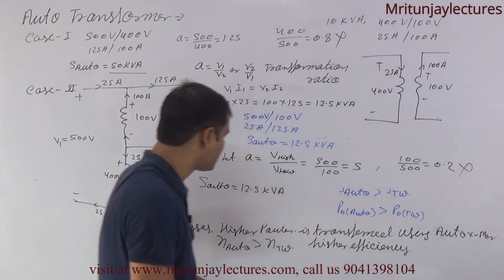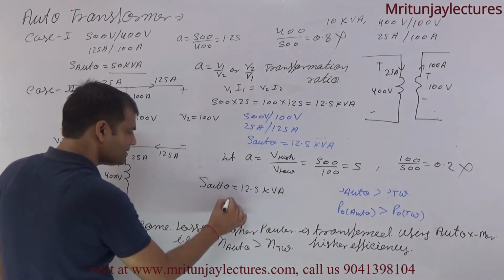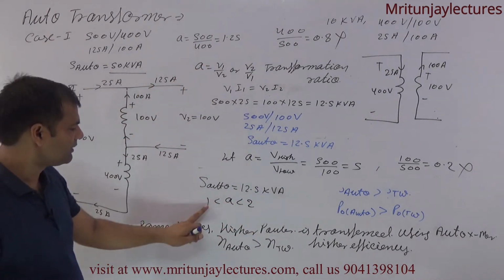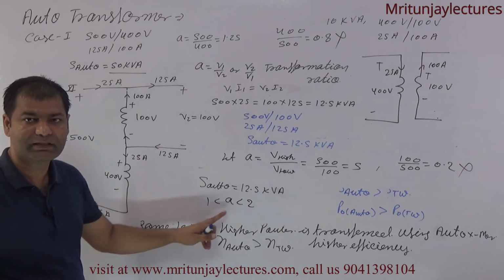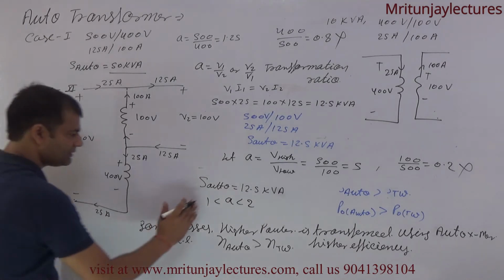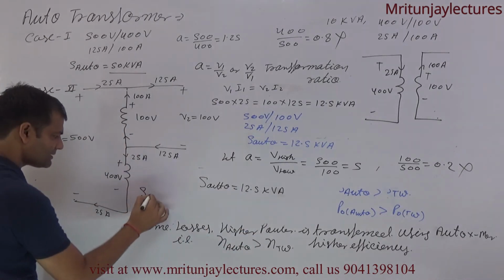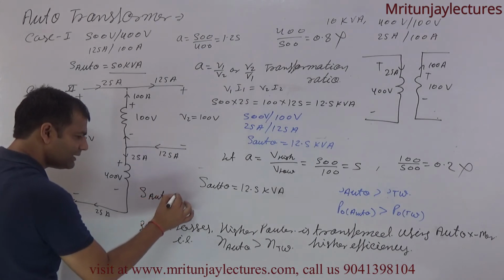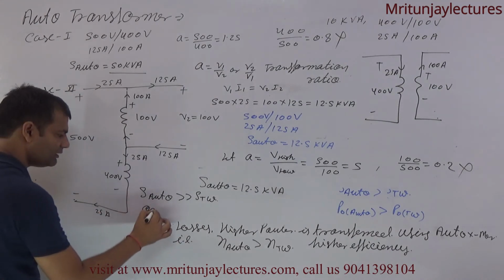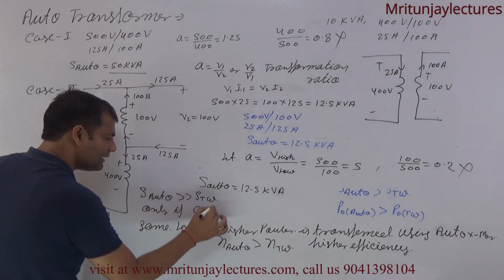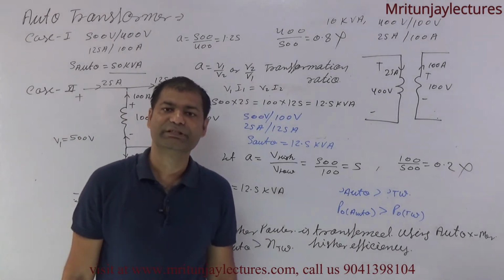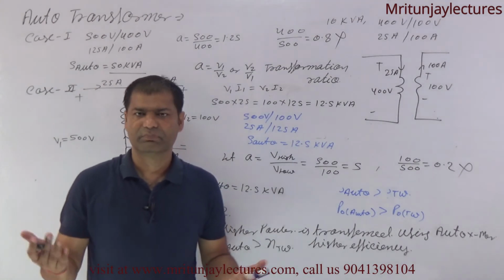Practically, A is less than 2 and greater than 1. A less than 2 and greater than 1 is more advantageous. So you can say that S auto is greater than S two winding only if A is less than 2. If A is less than 2, it is more advantageous, otherwise no more advantage.